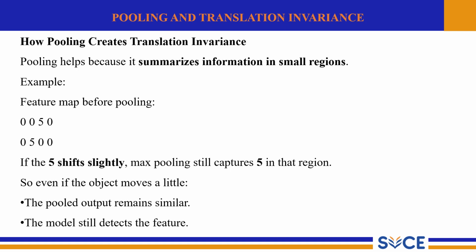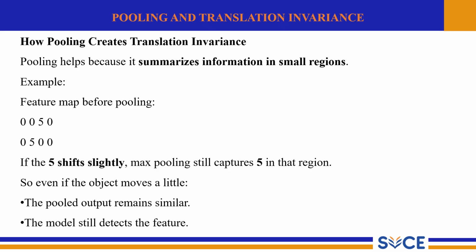How pooling creates translation invariance. Pooling creates translation invariance in convolutional neural networks by summarizing information within small regions of a feature map. Instead of keeping every value, it selects a representative value from each region, which helps the network focus on the most important features. So let us look at a simple example.